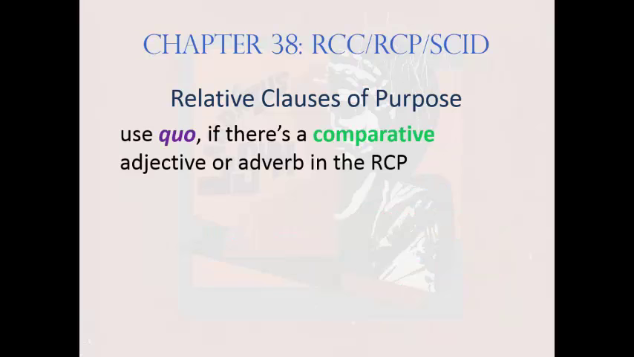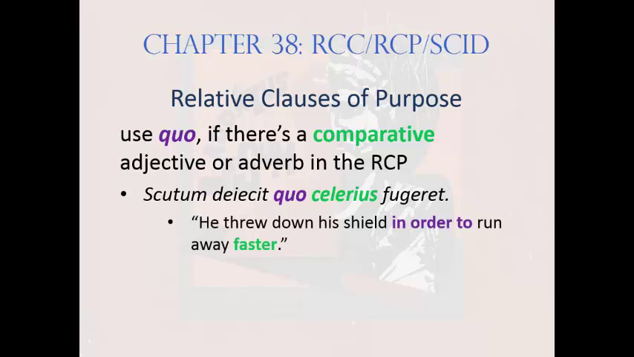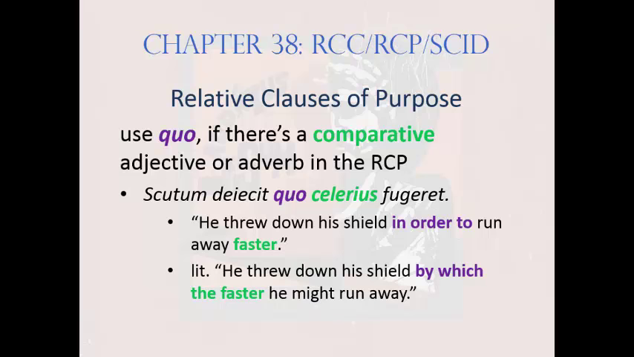One minor point: if an RCP has a comparative form in it, Latin uses quo, as in scutum dejecit quo celerius fugeret, meaning he threw down his shield in order to run away faster. Literally, by which the faster he might run away.